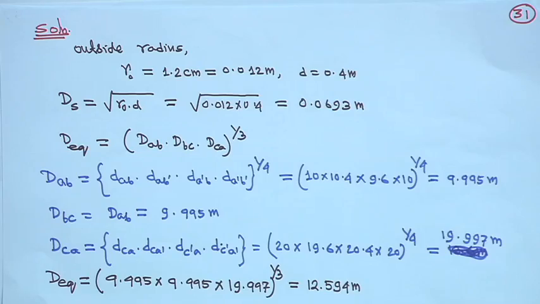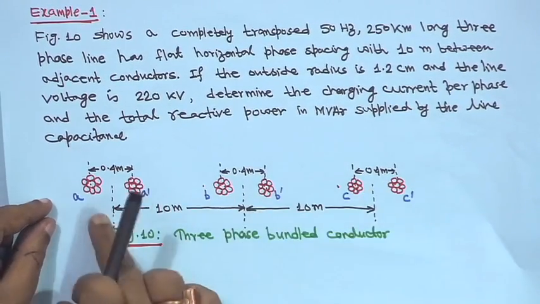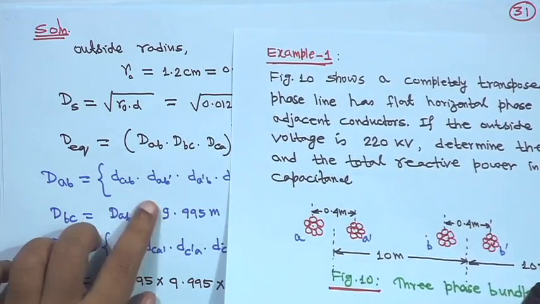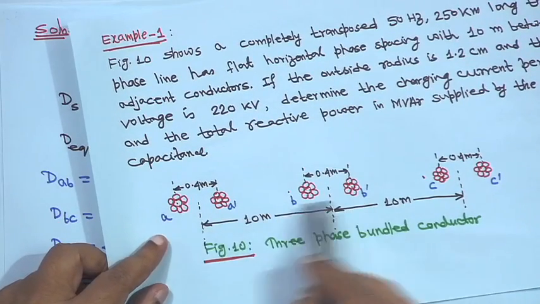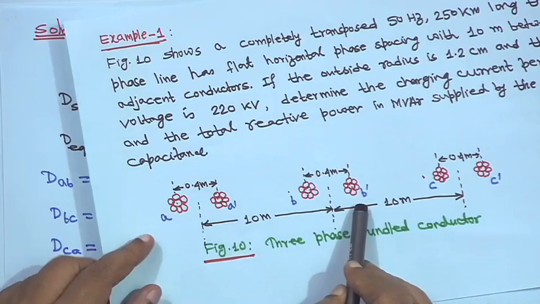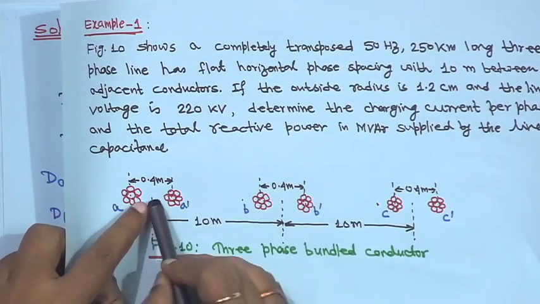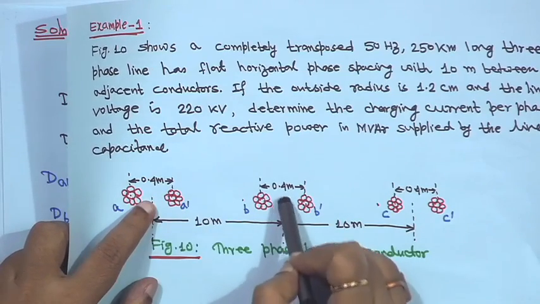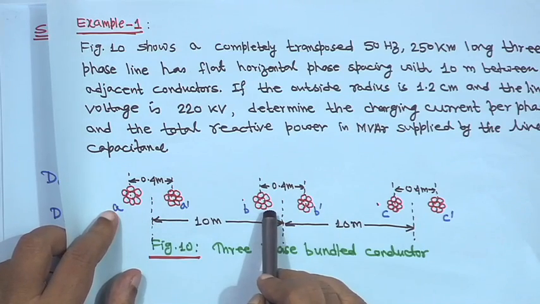Now, Deq, earlier we have seen, is dAb into dBc into dCa to the power 1/3. From the symmetry of this configuration, dAb will be equal to dBc, but dCa will be different. So, for dAb take all the possibilities: dAb into dAb dash, then dA dash b into dA dash b dash. Here center to center is given, the midpoint of these two conductors, which means dAb is equal to 10 meter.